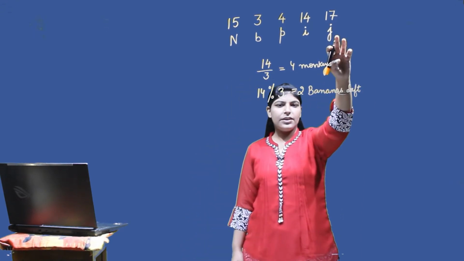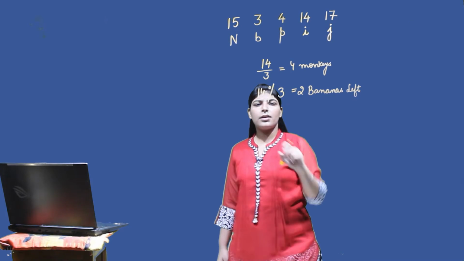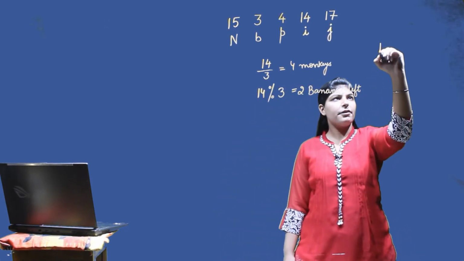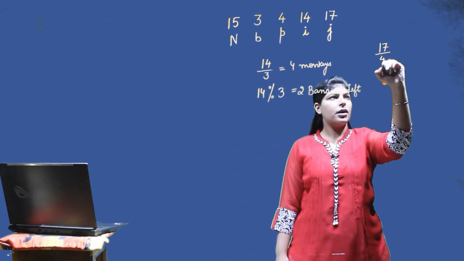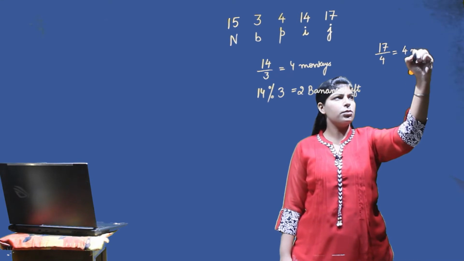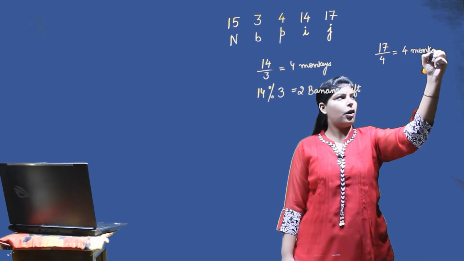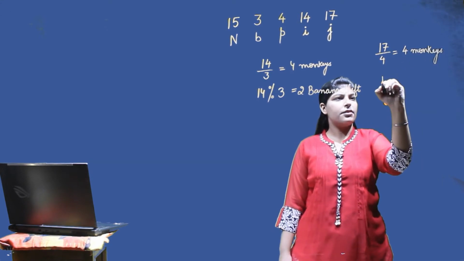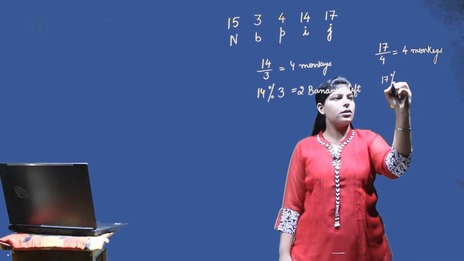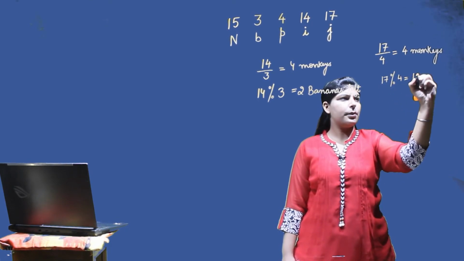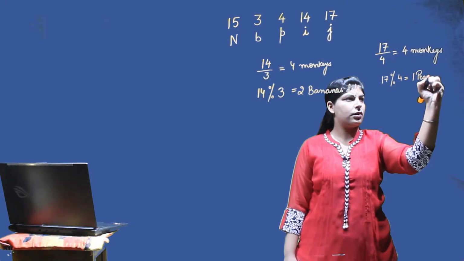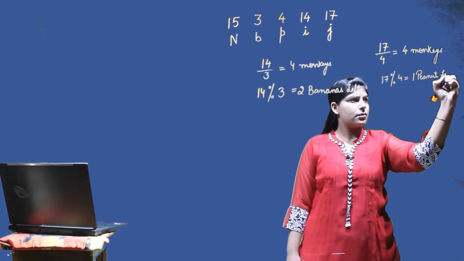Similarly, I have 17 peanuts in total and every monkey eats 4 peanuts. So if I divide 17 by 4, I will get 4 monkeys here also. And how many peanuts will remain? 17 mod 4. 1 peanut will be left.